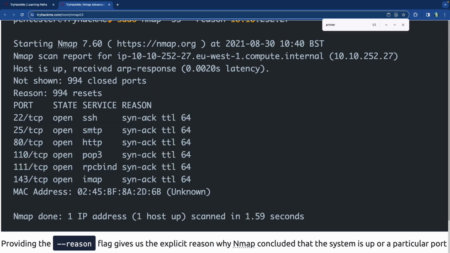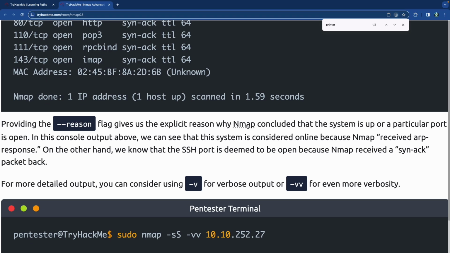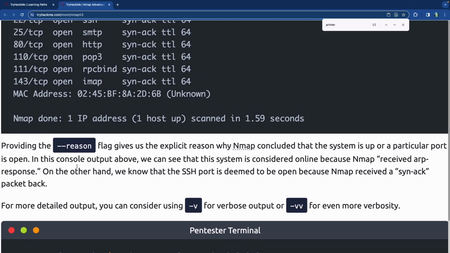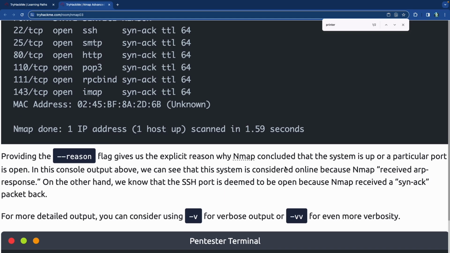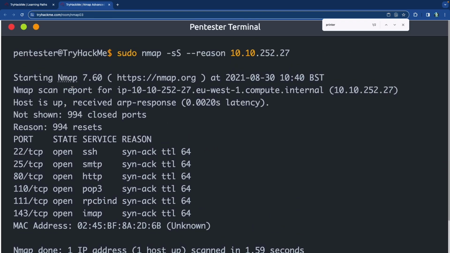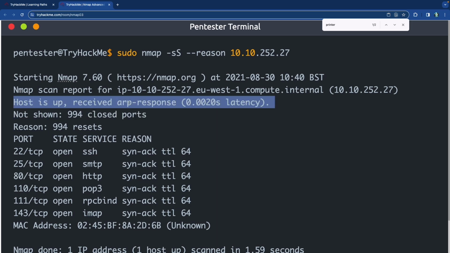So there was a SYN acknowledgement that came back, and time to live was 64. So SYN acknowledgement came back, and it gives us the explicit reason why Nmap concluded that the system is up or a particular port is open. In the console above, we can see that it's online because Nmap received an ARP response. On the other hand, we know that the SSH port is deemed to be open because it received a SYN acknowledgement packet. So there's a reason right here: host is up, it received the ARP response. That's the first thing. So it's telling you why it thinks the host is up.